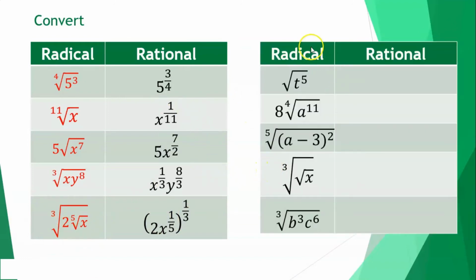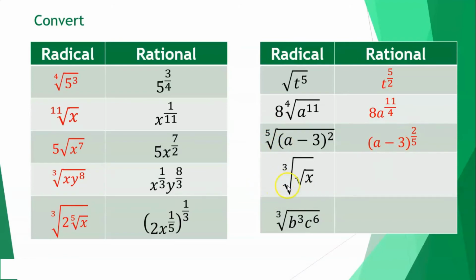Another. Now this time, from radical, we will rewrite to rational. So take note here, our index here is 2 because it's not written. So writing this to rational form, this would be t to the power of 5 over 2. Now this one here, 8 is not part of the radical. So this would be 8, then a to the power of 11 over 4. And this one here, 5 is our index. So that would be a minus 3 to the power of 2 over 5.